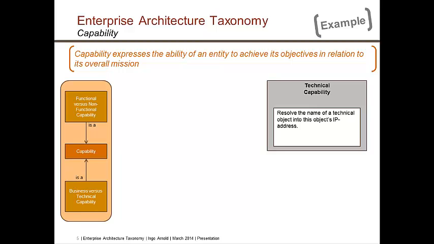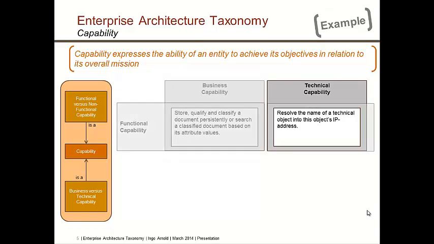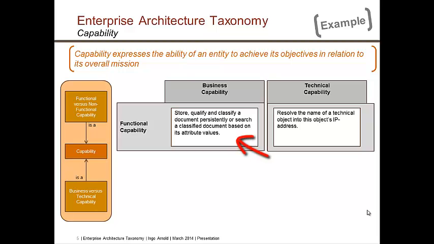Now let us look at a business capability to contrast the notion of technical. Store, qualify, and classify a document persistently, or search a classified document based on its attribute values. Now, doesn't this sound a lot better from a business and ultimate usefulness perspective? Sure. Furthermore, and as mentioned earlier, functional capabilities express what the system is able to deliver, to deliver in response to appropriate requests and in order to meet its overall value proposition. Functional capabilities express what a system can and will do. They correspond to the what.